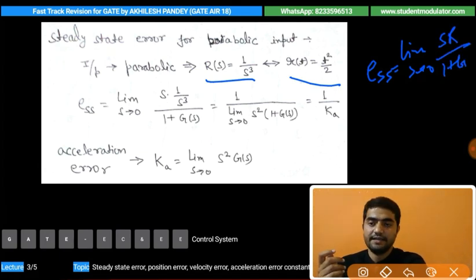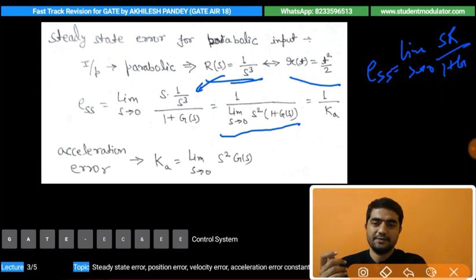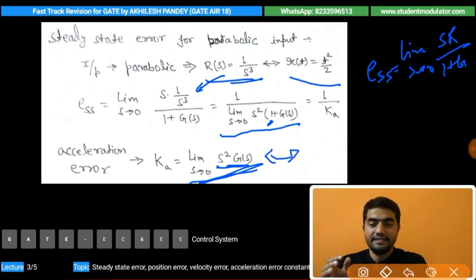So the same formula will be applied here. R(s) is 1 upon s cube, so put that here, and finally we get this result: s square times (1 plus G(s)), where the first part will be taken as 0, because once we put the limit, the first part automatically becomes 0. We will remain with only limit s tends to 0 of s square G(s). That is called the acceleration error constant. Here we are taking the limit for s square into that gain. It means that in the time domain, it will be equivalent to double differentiation of that gain, d square g upon dt square.